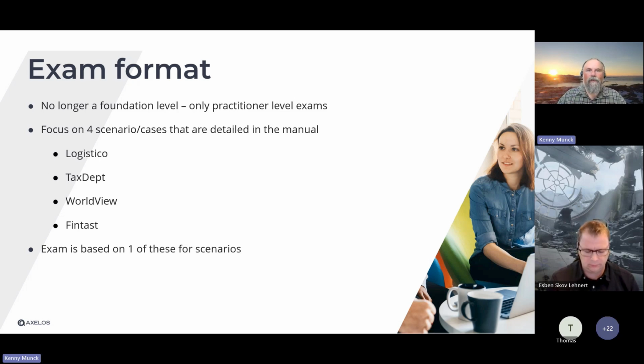So again, instead of having an exam where you suddenly are introduced to a completely new scenario and you need to get your head around that one, you can actually prepare for the exam because all the scenarios are also described as part of the manual. So the exam is not completely disconnected from the manual as it was before. I think it's much more integrated. So it feels like you are now being examined in the actual way of working with risk, which I think is good.